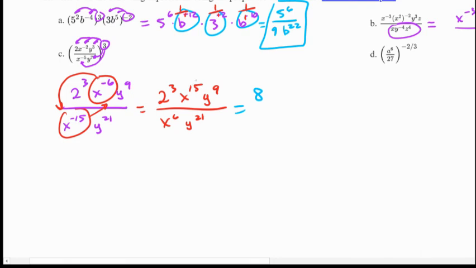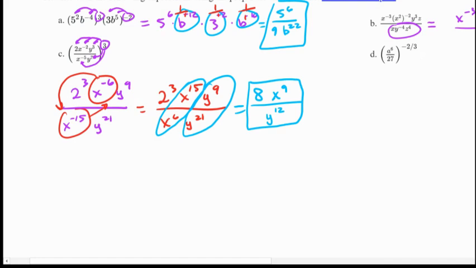Now, with this one here, 6 of these x's are going to cancel, leaving 9 on the top. And 9 of these y's are going to cancel, with 12 of them remaining on the bottom. So my final answer here is 8x to the power of 9 over y to the power of 12.